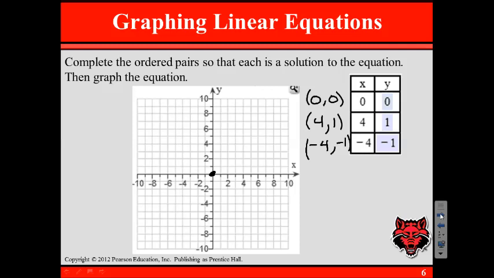We then go to our second point, 4, 1. So starting at the origin, we move 4 units to the right, 1 unit up, 1 unit vertically. We'll place our second point.